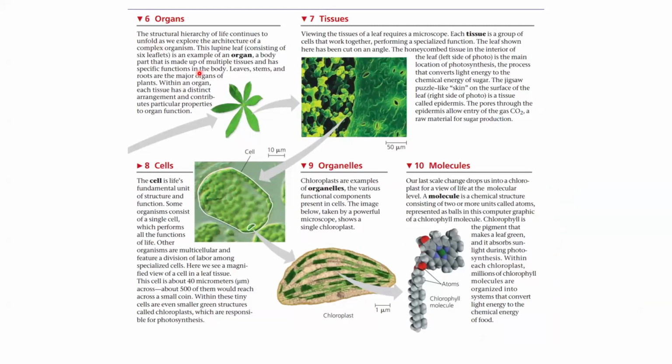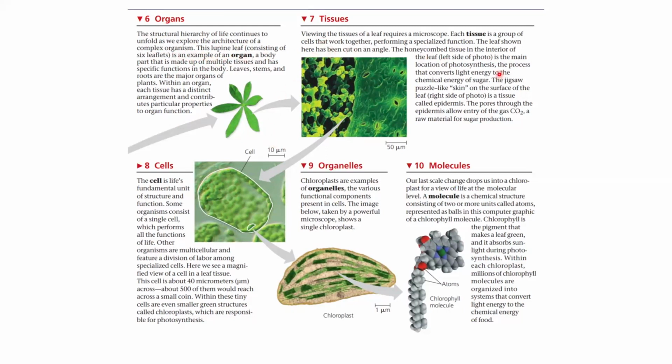And then zooming in more, going with the plant example. Plants, you can zoom in and they have organs, just as, zooming in on an individual human, if you zoom in more, we have organs: heart, liver, pancreas, etc., skin. So the structural hierarchy of life continues to unfold as we explore the architecture of a complex organism. They're using this leaf as an example. This lupine leaf, consisting of 6 leaflets, is an example of an organ.